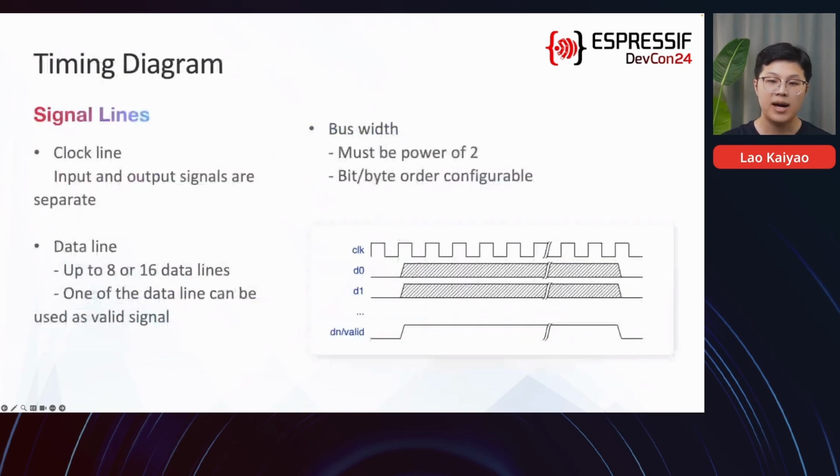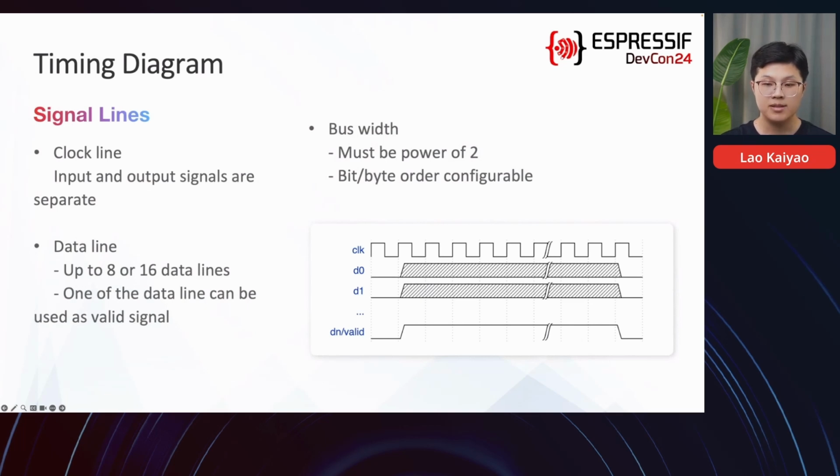To understand the parallel I/O peripheral quickly, let's take a look at the timing diagram. As you can see, it mainly consists of clock, data, and valid signals. And there are some points you need to take care of. The input and the output clock lines are separate, which means you can input a clock on one GPIO and then output it on another GPIO.